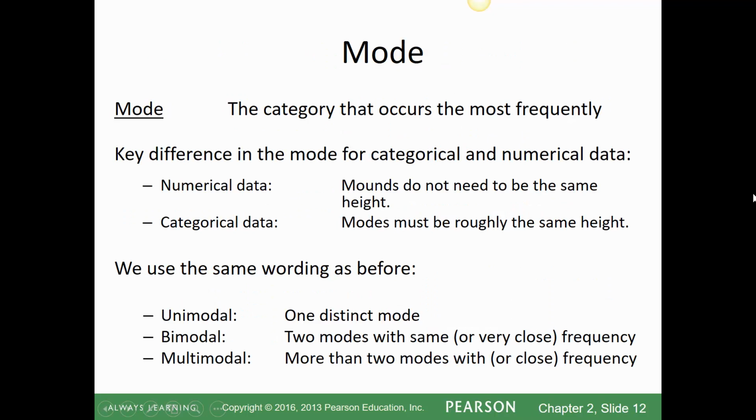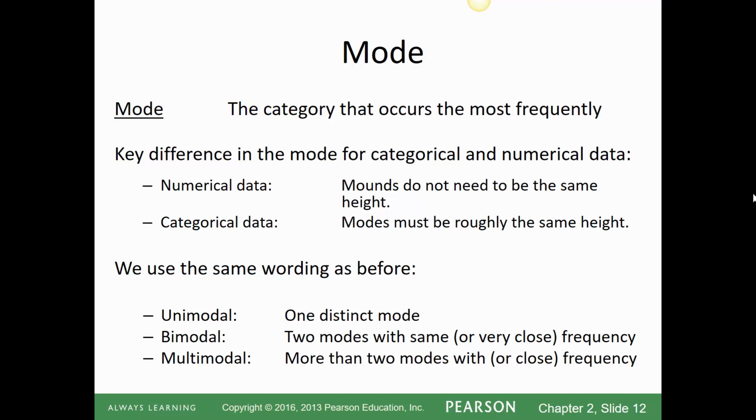So the mode is simply the category that occurs the most frequently. So the highest bar would be the most frequent. Some key differences in the mode for categorical and numerical data: for numerical data, the mounds do not need to be the same height. If we have a bimodal distribution, we can have mounds that are different heights. But when we talk about categorical data, we need the modes to be roughly the same height in order to count those as both the mode. So they need to be roughly the same, or exactly the same, very close together, not a lot of separation in between.